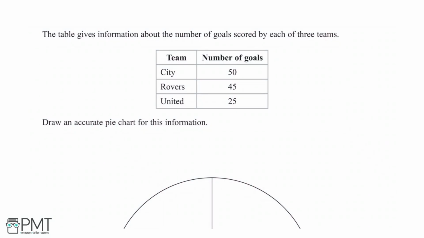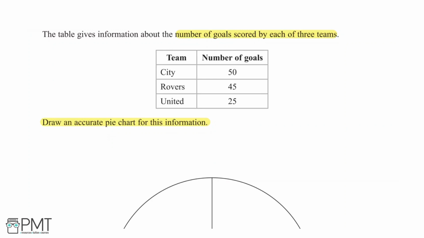We are told the table gives information about the number of goals scored by each of the three teams, City, Rovers and United. Okay, we have been asked to draw an accurate pie chart for this information, and this question is worth 3 marks.